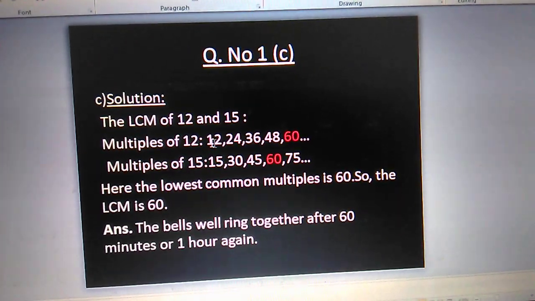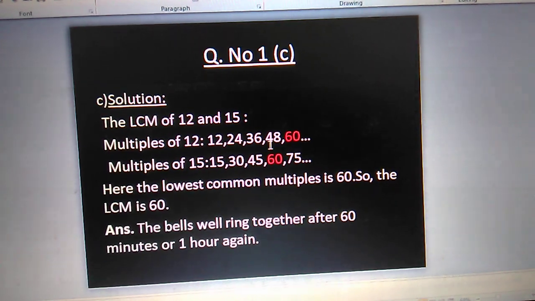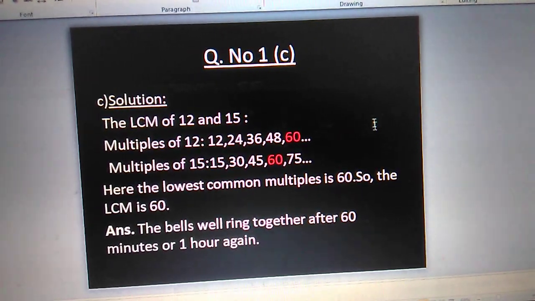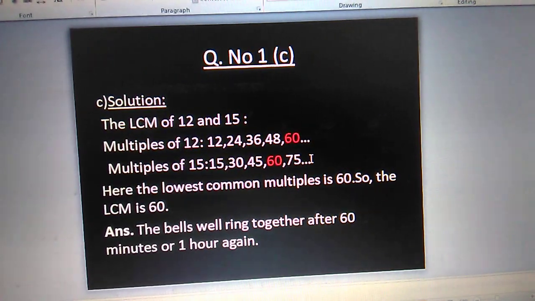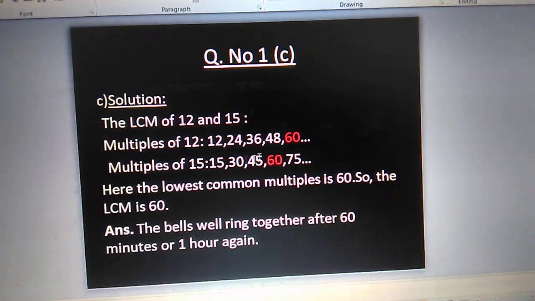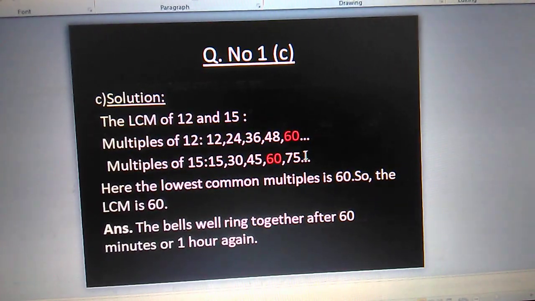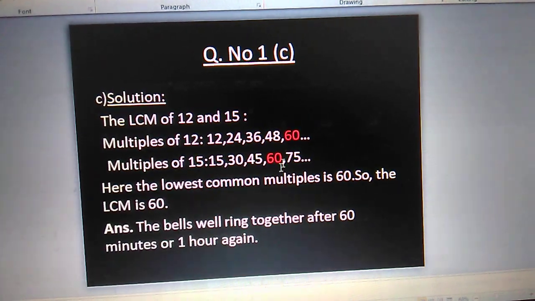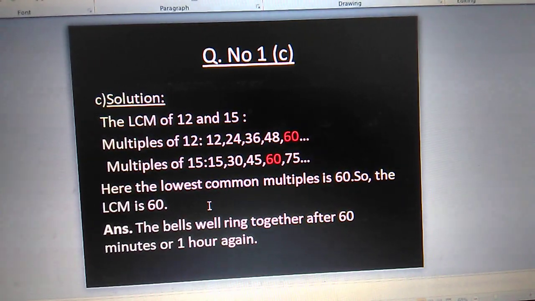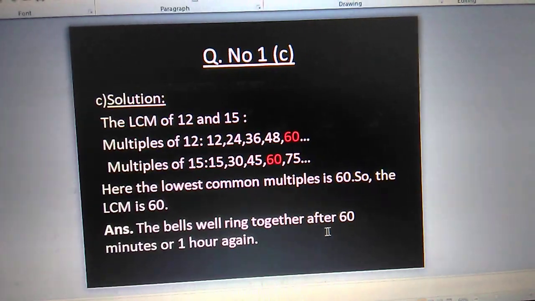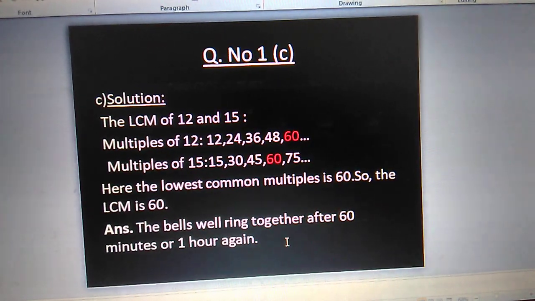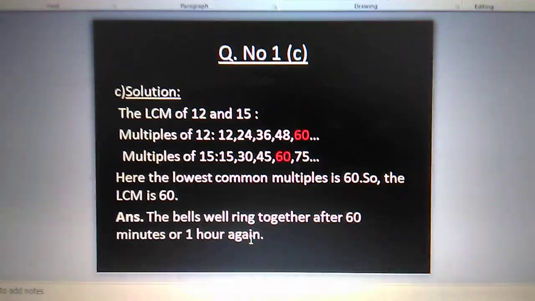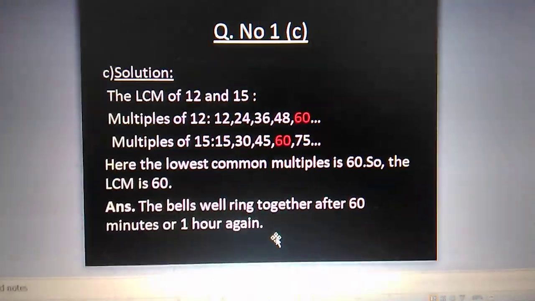Then multiples of 15: 15 1s are 15, 15 2s are 30, 15 3s are 45, 15 4s are 60, 15 5s are 75. It is written here. Here the lowest common multiple is 60. So the LCM is 60. So the answer is the bell will ring together after 60 minutes, or 1 hour again. 60 minutes is converted into 1 hour. So we got our answer.